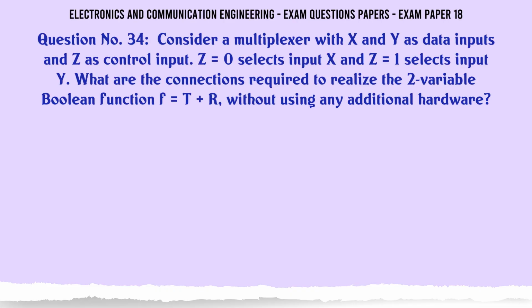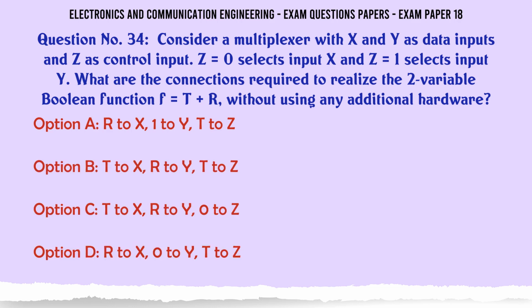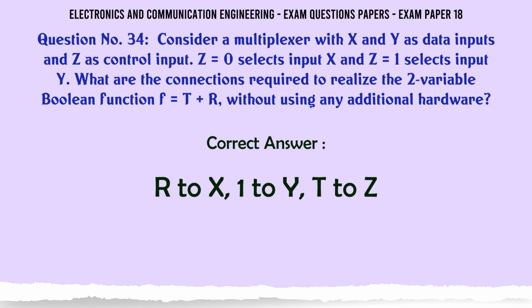Consider a multiplexer with X and Y as data inputs and Z as control input. Z=0 selects input X and Z=1 selects input Y. What are the connections required to realize the two-variable Boolean function F = T + R without using any additional hardware? A. R to X, 1 to Y, T to Z, B. T to X, R to Y, T to Z, C. T to X, R to Y, 0 to Z, D. R to X, 0 to Y, T to Z. The correct answer is R to X, 1 to Y, T to Z.